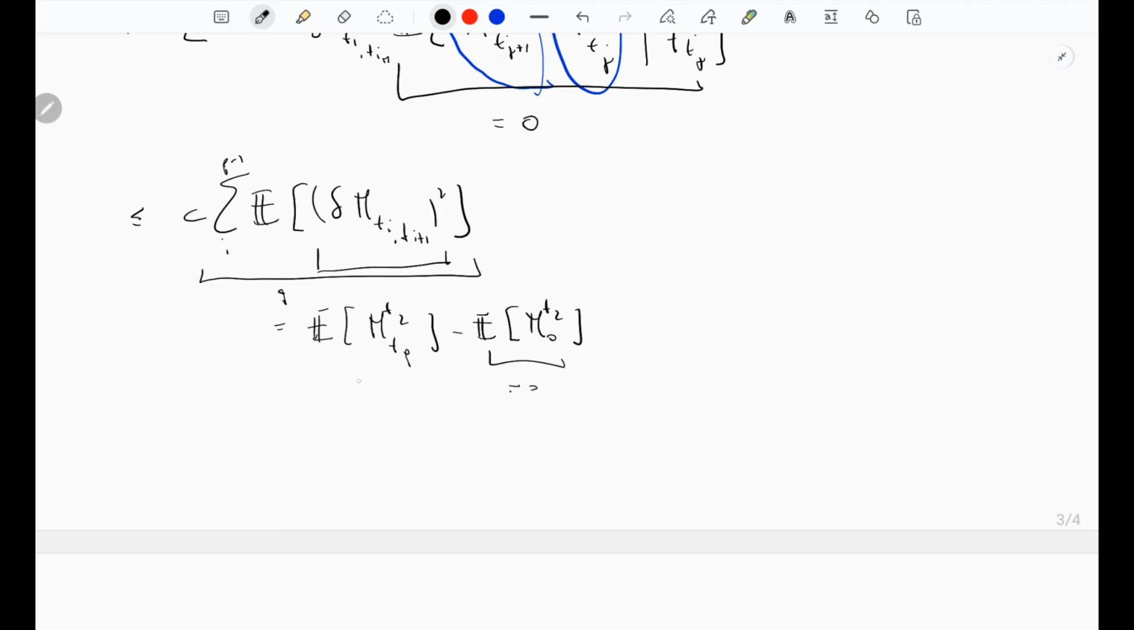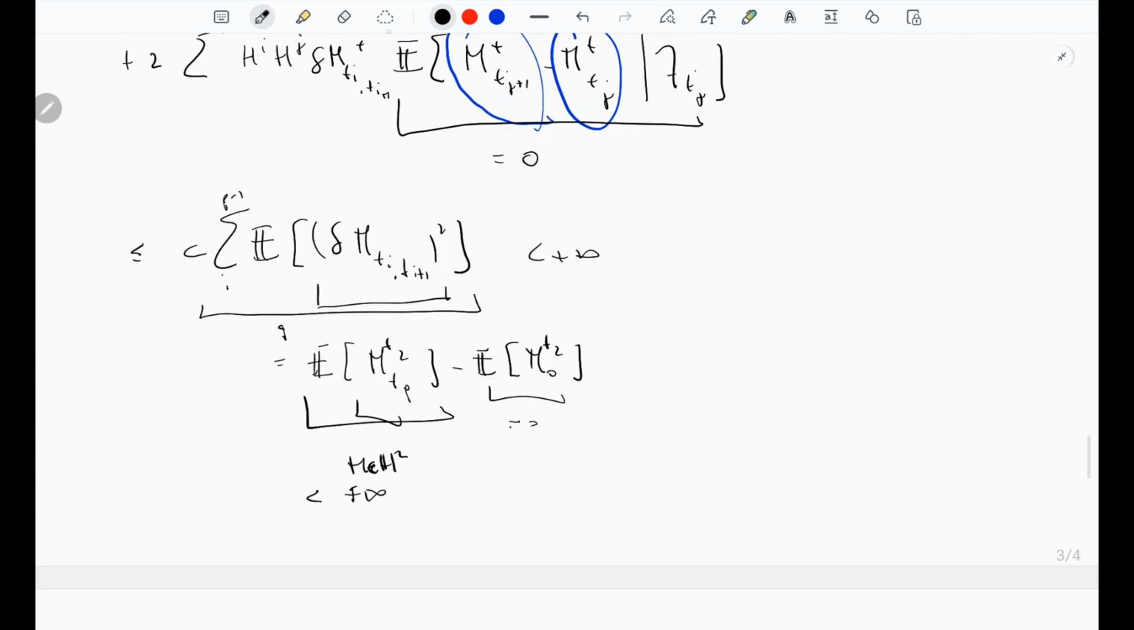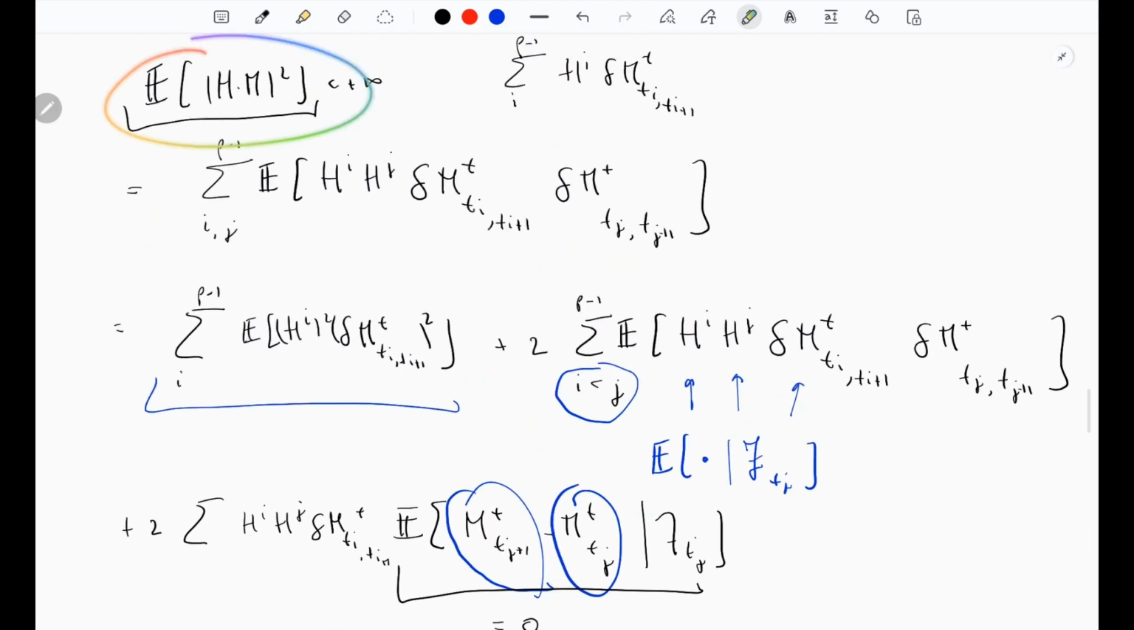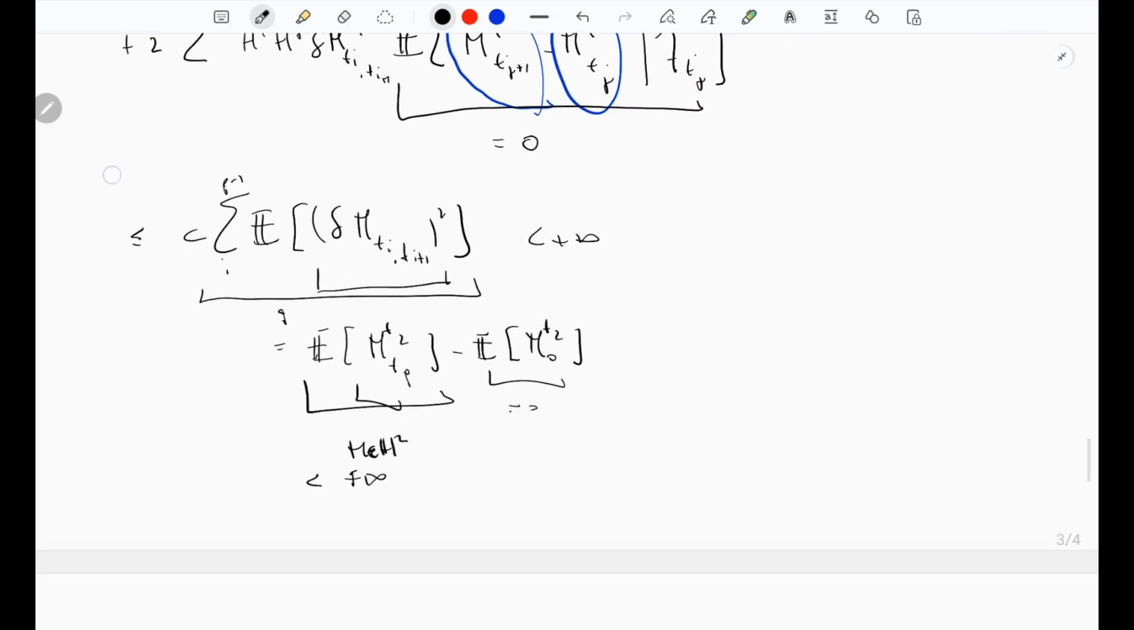Stopped, and M is in H2, so this is bounded by definition. So this is bounded. So what is bounded? Excuse my handwriting. This. So as a matter of fact, the stochastic integral is indeed in H2, right? Once you take this up, take the supremum everywhere, and it's bounded.